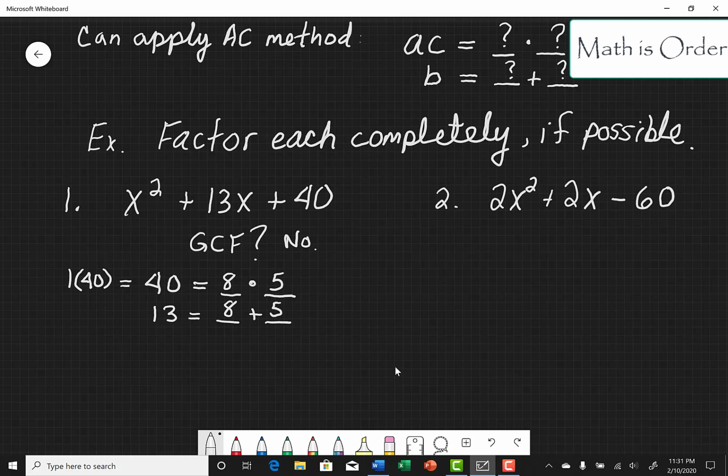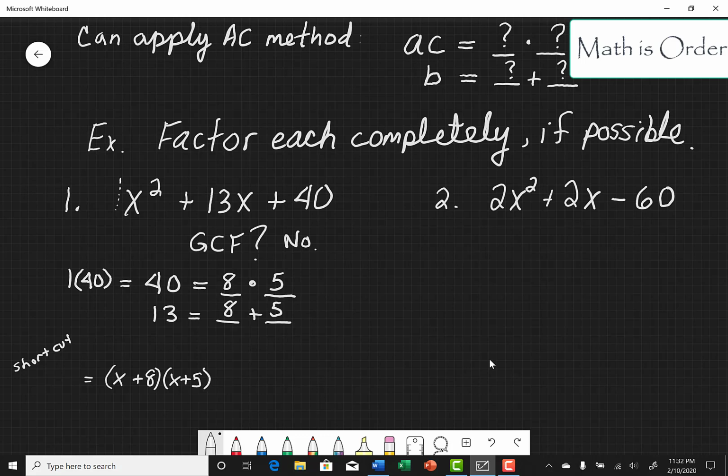The shortcut way only works when the coefficient is 1 here, when there's a 1 here. So sometimes it will not work, all right? But being that the coefficient of the squared term here is 1, we can take the shortcut approach. So the shortcut approach is just to write x plus 8 and x plus 5, and that completes the problem.